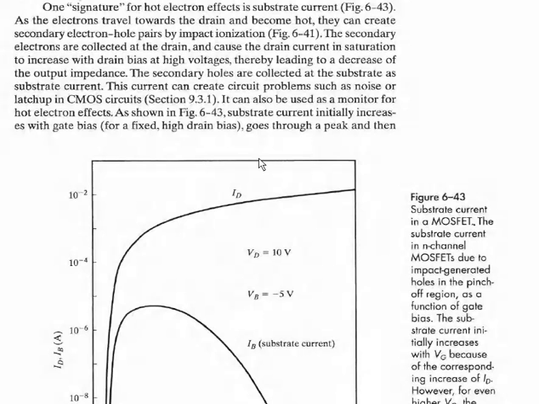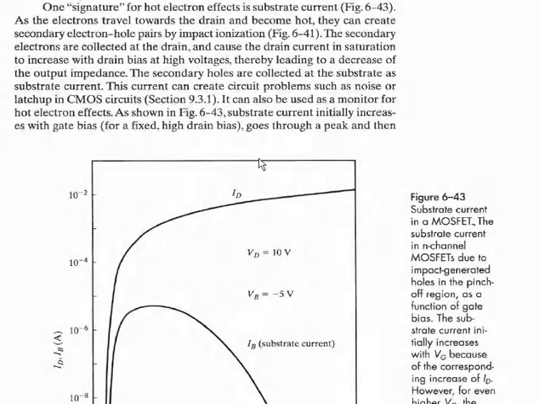So this causes the drain current in saturation to increase with the drain bias voltage, thereby leading to a decrease of the output impedance. So the hot carrier effect may cause an increase in the input impedance and a decrease in the output impedance. The secondary holes are collected at the substrate as substrate current. For an n-channel MOSFET, the secondary electrons are collected at the drain side and contribute drain current, and the secondary holes are collected at the substrate and cause the substrate current. This current can create circuit problems such as noise or latch-up.